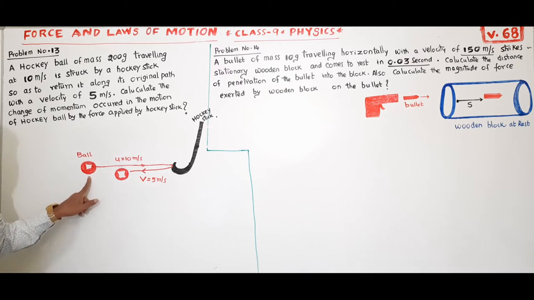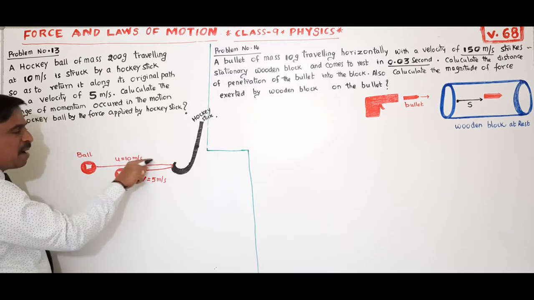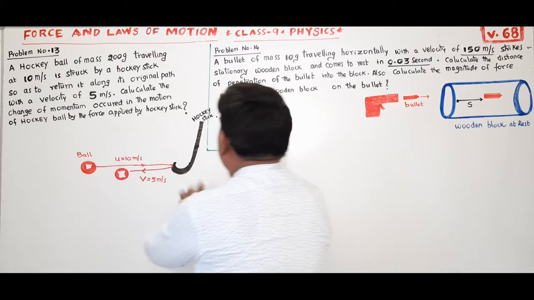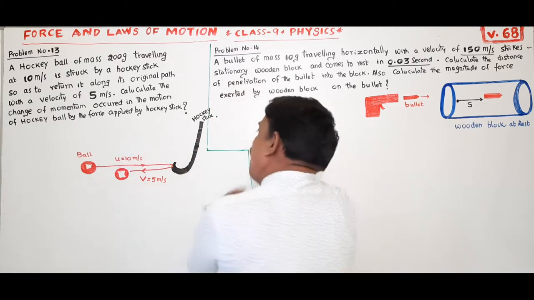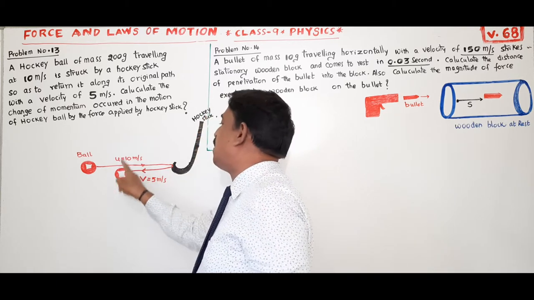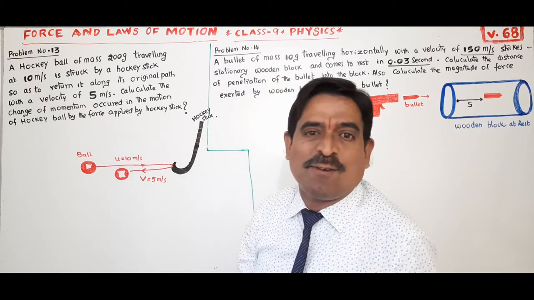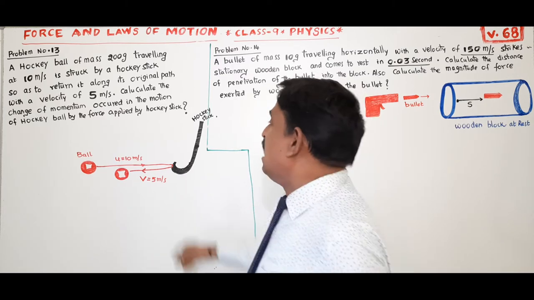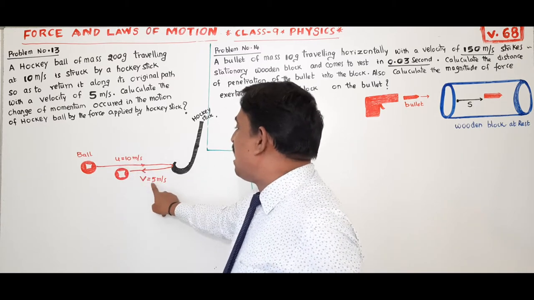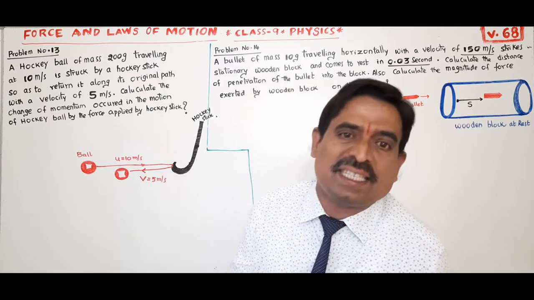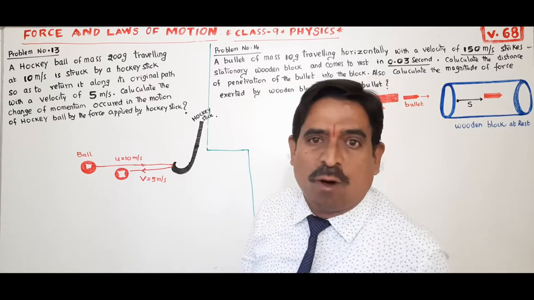Now, in this problem, there is a hockey ball. Its mass is given as 200 grams. It is moving with a velocity of 10 meters per second. After traveling some distance, the hockey player is hitting the ball. After hitting, it moves with a velocity of 5 meters per second. They are asking what is the change in momentum. Momentum means mass into velocity. Initial velocity 10, final velocity 5. There is a change in velocity. Change in velocity means there is a change in momentum that we have to find.